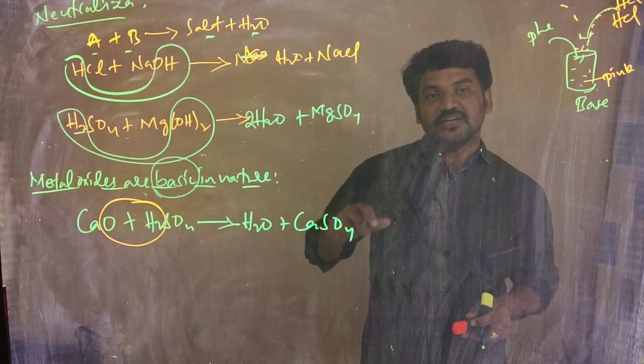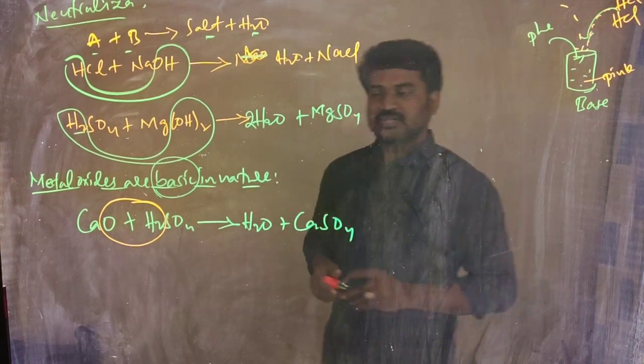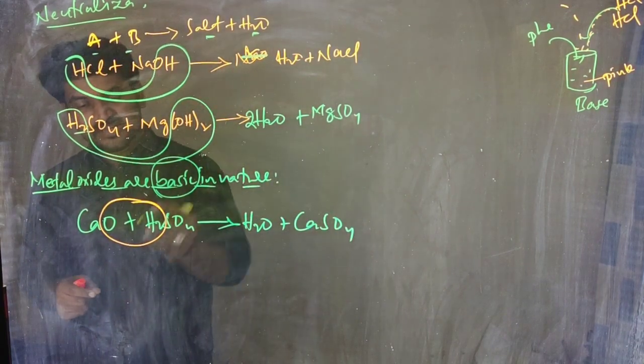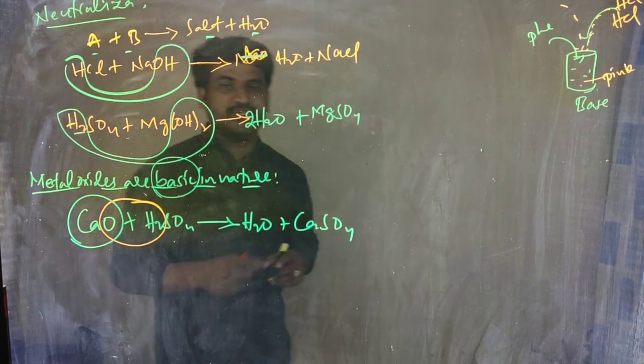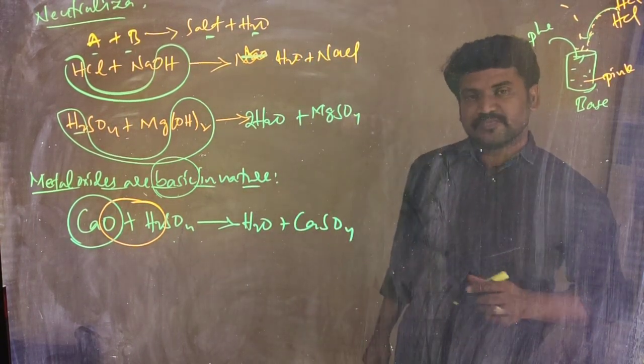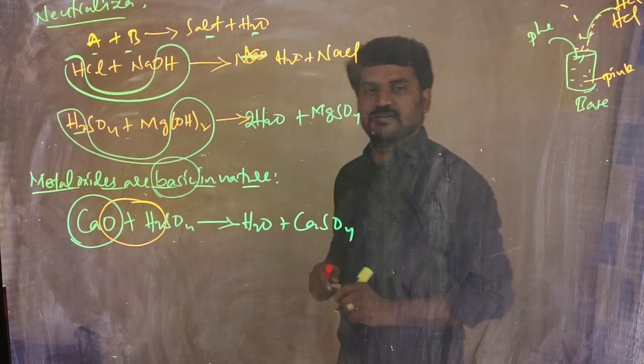That means what? Even though there is no presence of base, they are producing the salt and water. So acid is there, absence of base is there. That base place is replaced by the metal oxide. So that we can say what? Metal oxides are basic in nature. What we can say it as? Metal oxides are basic in nature, right?